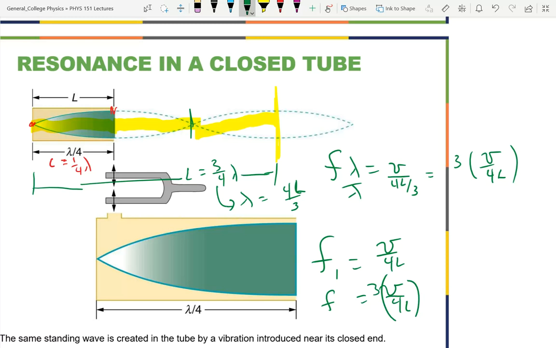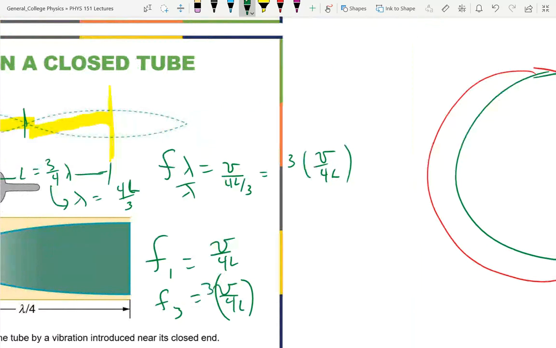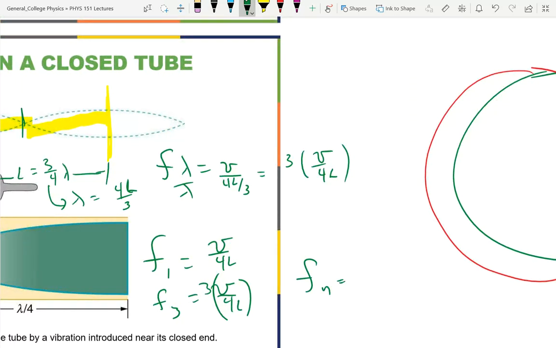I don't think we need to go any further to see a pattern. What's the next one going to be? 5. And so what we do is we call this F3. And we say F sub n is equal to n times V over 4L, where n is equal to only odd numbers.